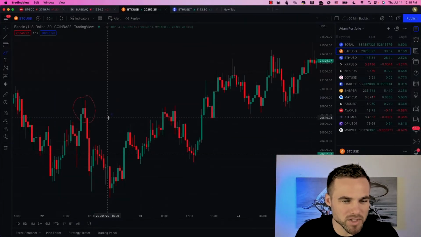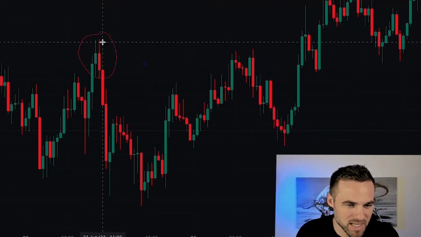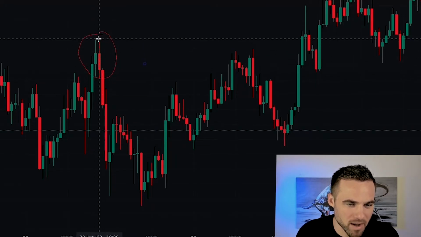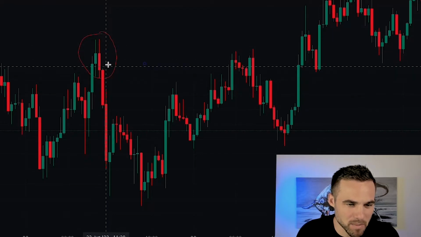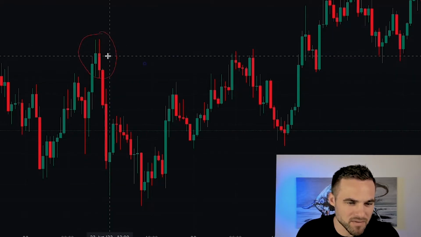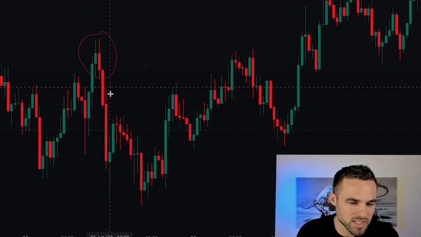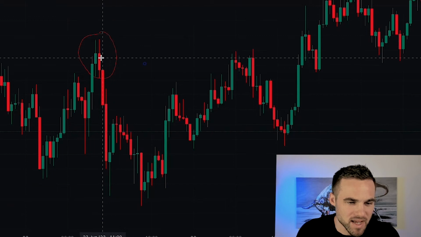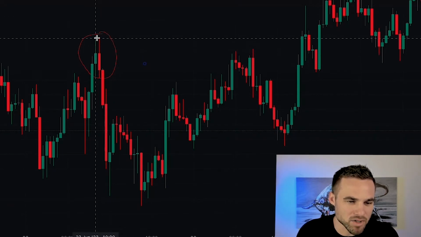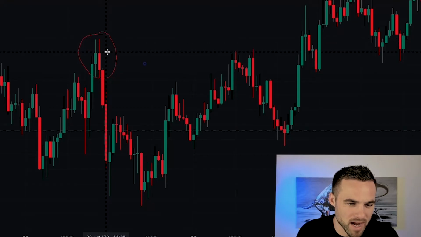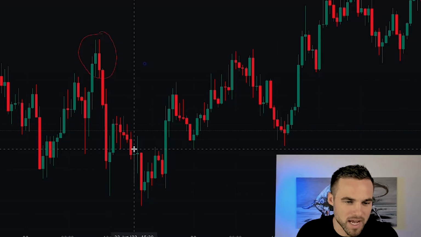Here's an example of a tweezer top. It's not exactly the same body length, but you can see that both of the wicks have gone about the same. This body's a little bit bigger, so this is an even more powerful tweezer top, and as you can see, price fell down after this. The psychology behind this is basically that buyers are trying to push the price up here, but they're not able to do so successfully. This is generally a reversal type pattern.